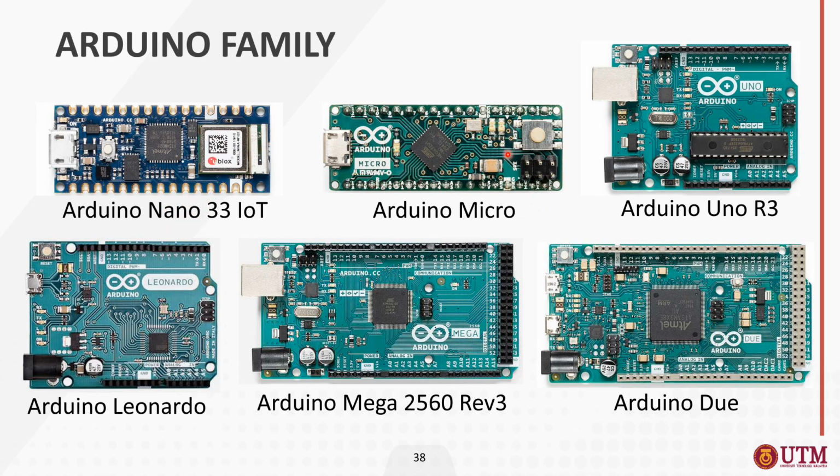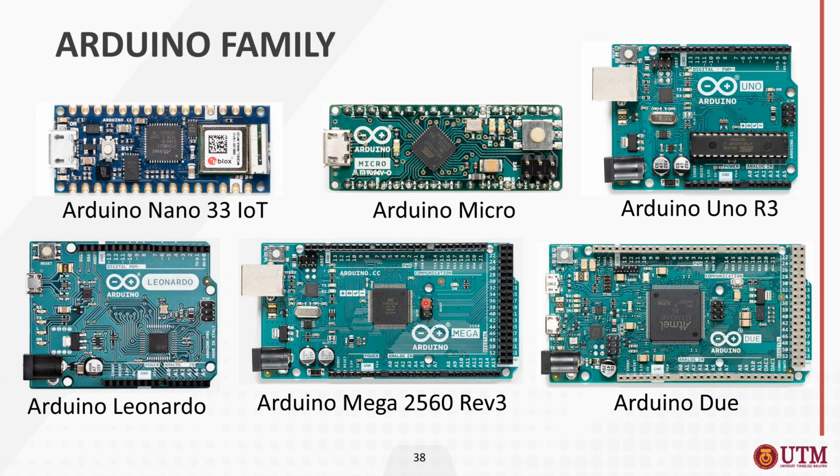This also uses an Atmel microprocessor to program your microcontroller. This is the Arduino Uno that we will use throughout this course. And then this is the Arduino Leonardo. For the Arduino Leonardo, I think they use an ARM processor, which I think is also from Atmel.